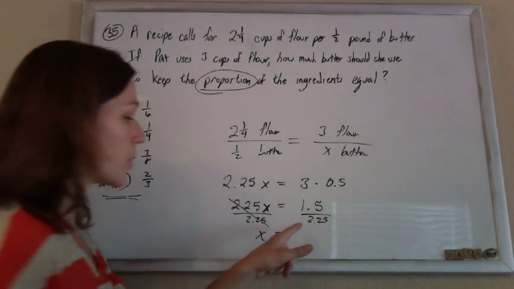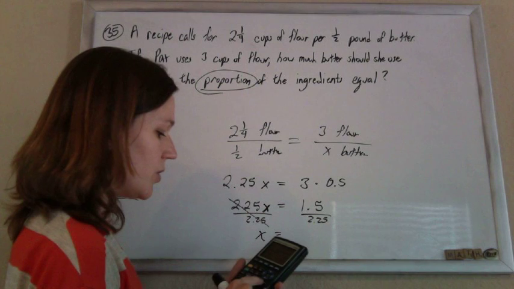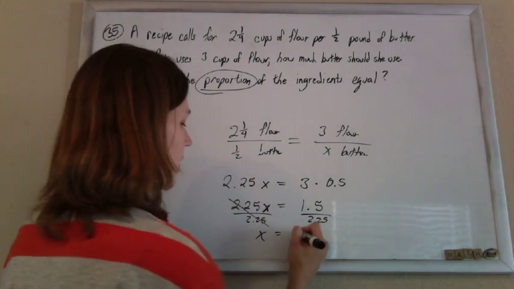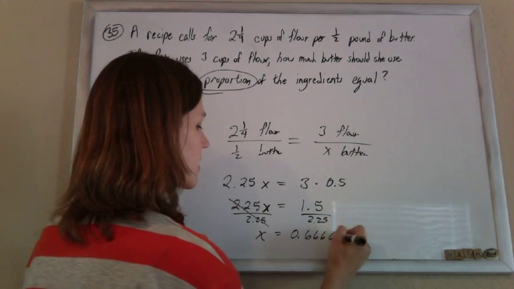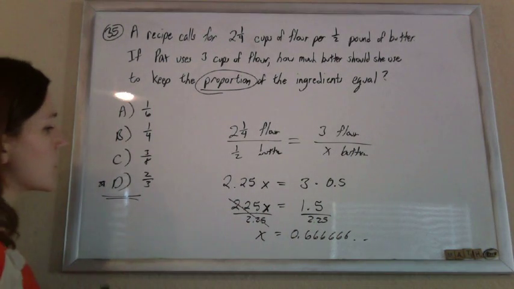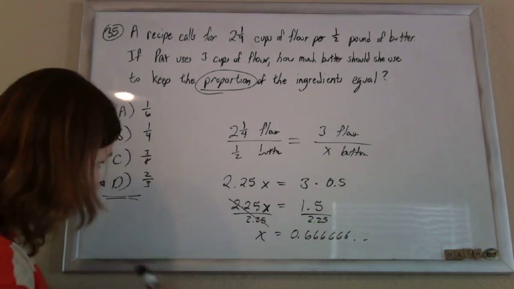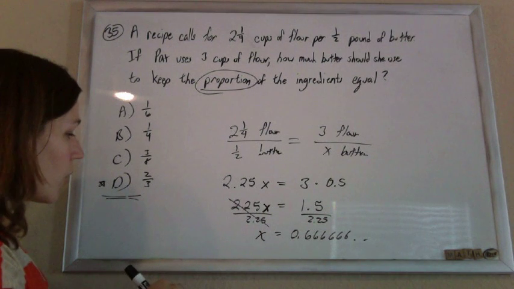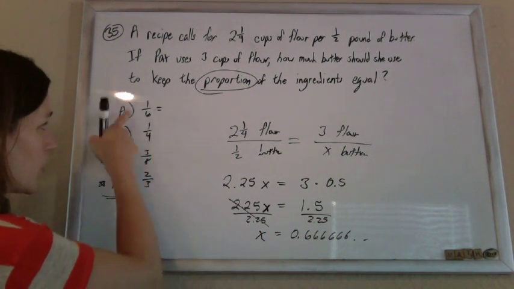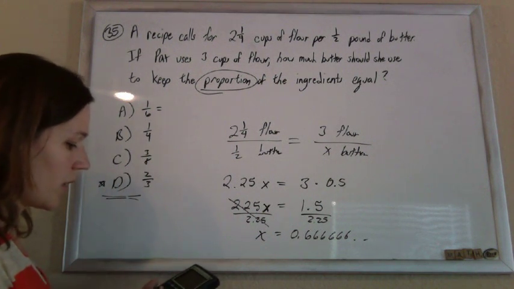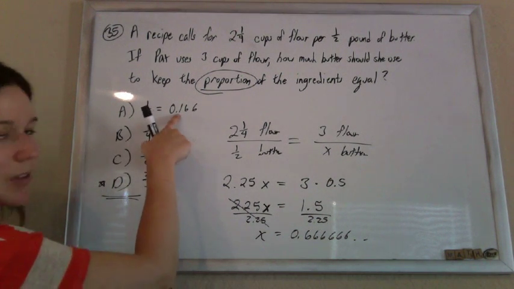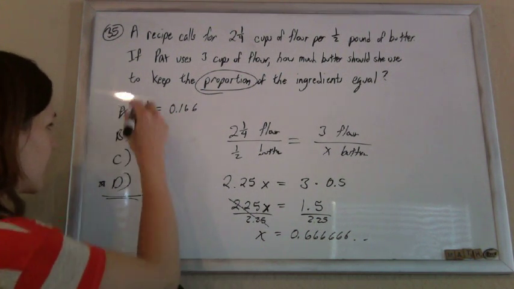Remember that fraction bar means divide, so on your calculator you just hit 1.5 divided by 2.25, and you get 0.666666 all the way, kind of evil, right? And you're looking and you're like, oh darn, I don't see it there. They've got fractions. So one way to check it from this point is to just see which one equals this. This is 1 divided by 6. 1 divided by 6 is 0.166. Oh, so close, 0.166, but it's not good enough.